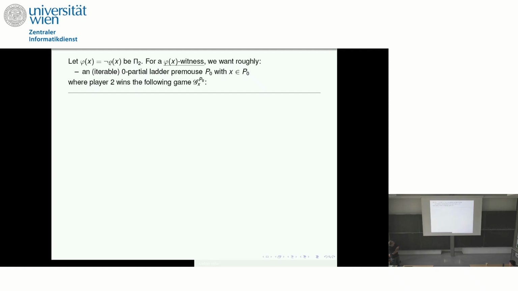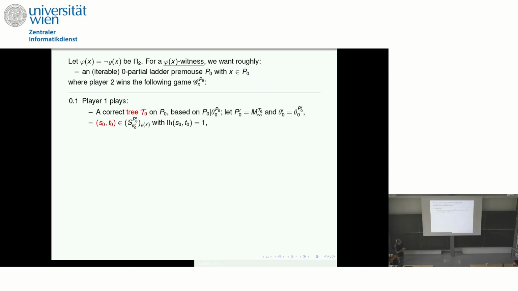So we're looking at phi x. Phi x is pi 2, rho x is the sigma 2 formula. We want an iterable zero partial ladder that has x in there, and player 2 should win in the following game we're going to define. Okay, and the game goes like this.